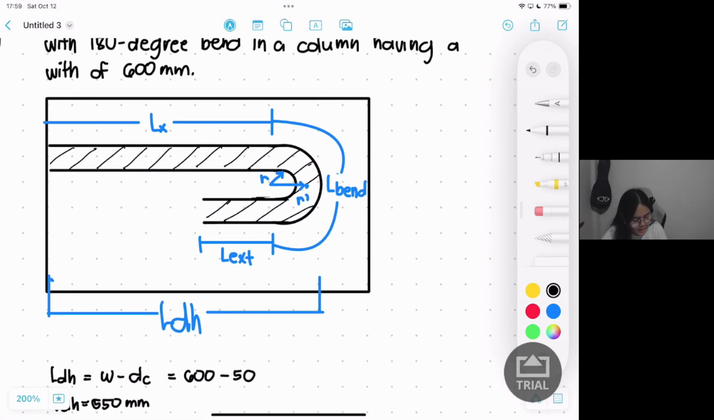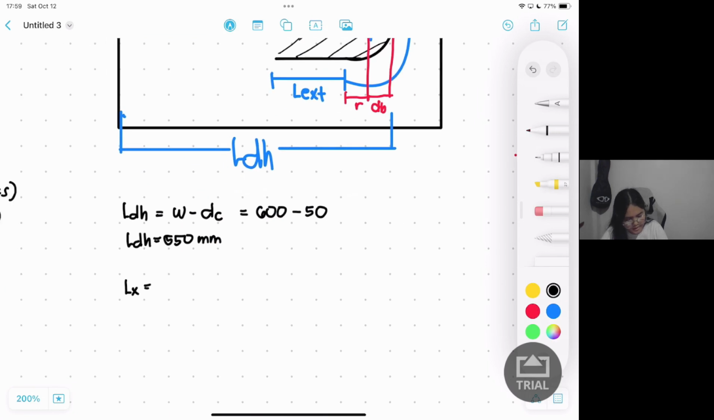Again, dito kay Lx, si LDH minus the diameter of bar dB plus the radius. Yung radius ng itong R. Okay? So, that is LDH minus R plus dB. Wherein, again, yung radius natin ay 3 dB. Kasi 25 mm ang diameter ng bar natin.